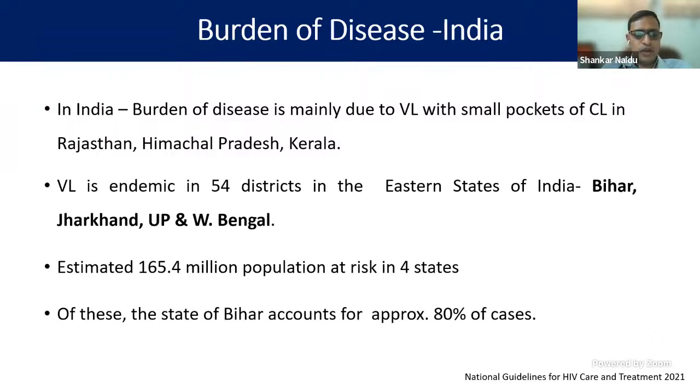There are certain areas where the disease is seen more commonly compared to the other areas. Among these, visceral leishmaniasis is very common in the eastern states, including Bihar, Jharkhand, Uttar Pradesh, and West Bengal, with Bihar contributing to more than 80% of all the cases seen in India. In these four states, nearly 165 million people are at risk of developing visceral leishmaniasis. Apart from this, various small pockets of cutaneous leishmaniasis have been reported from Rajasthan, Himachal, and Kerala.